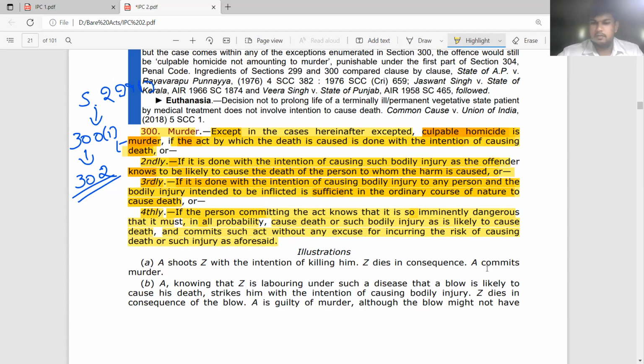Okay, here the stabbing example which I gave you yesterday can aptly be applied, because in that case the person gave a stab with a knife.